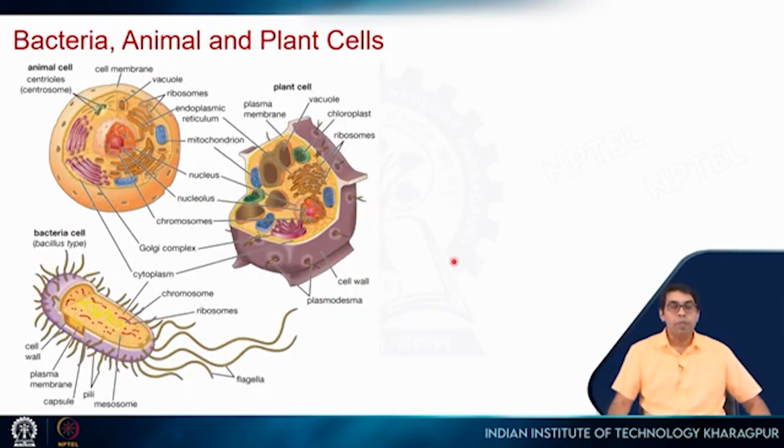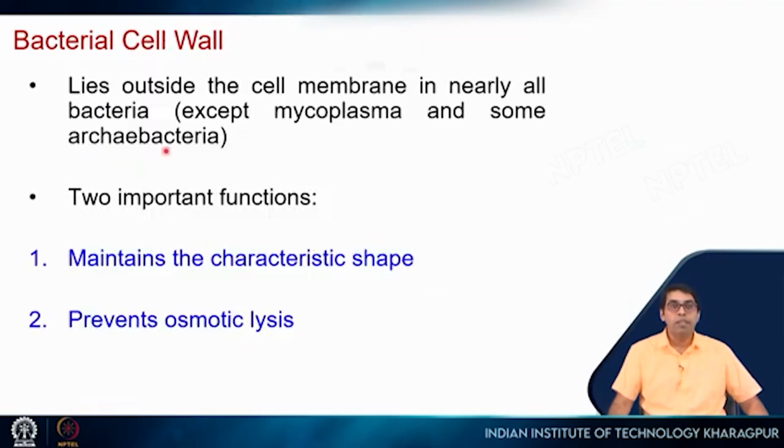Okay. So, as I mentioned, there are 2 types of cells, prokaryotes and eukaryotes, and some of these are shown here. A bacterial cell will typically look like this, a eukaryotic cell or animal cell will look like this, and a plant cell will look like this. These are both eukaryotes. A plant cell will have a cell wall, a bacterial cell will have a cell wall, no cell wall in an animal cell. So, what is the function of a bacterial cell wall?